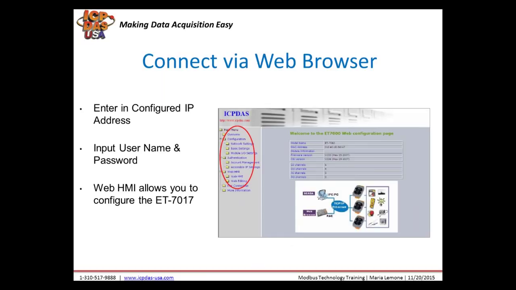To access the web server for Modbus TCP-based data acquisition modules, you can open a standard web browser, enter in the configured IP address, then you need to enter in the username and password. You can configure the I/O settings, create different users with different passwords, and you can also make web pages for displaying data. You can also, through the web browser, change the network settings. So if you want to configure this to be used in a different network than the one you initially configured it for, you can also do that with the web server.